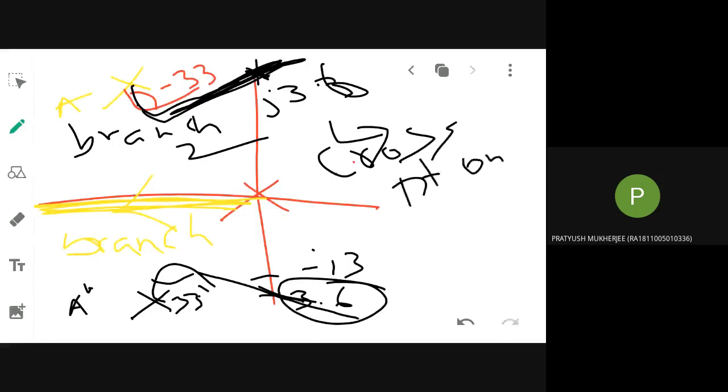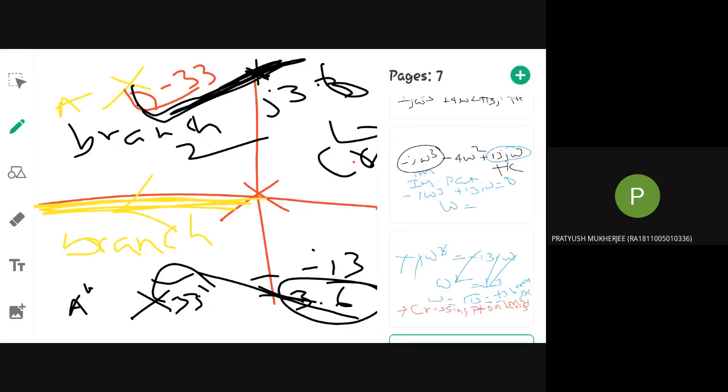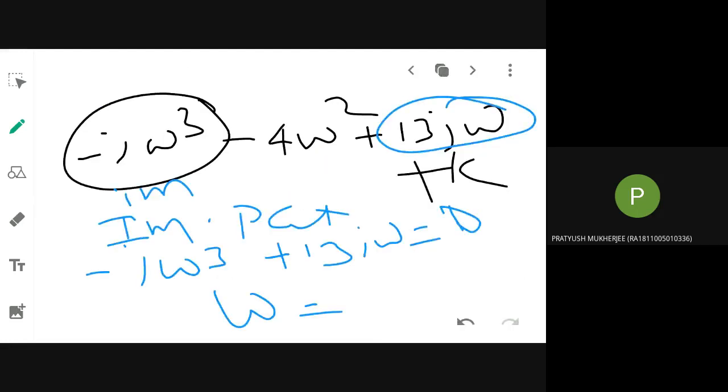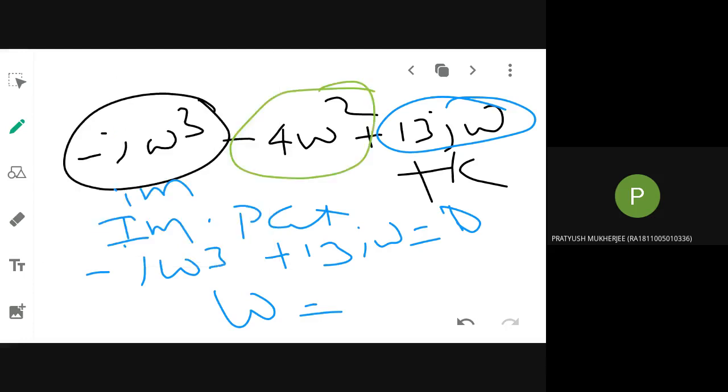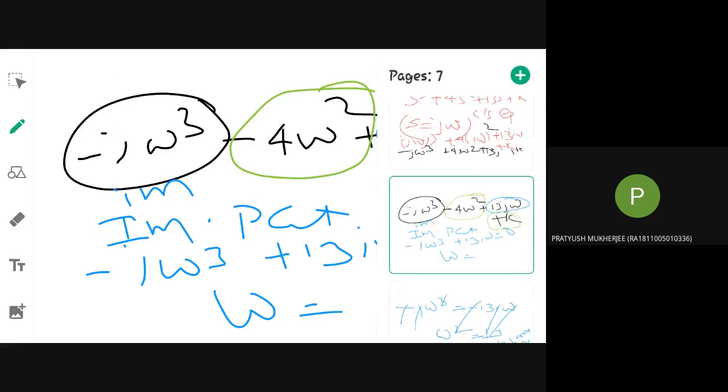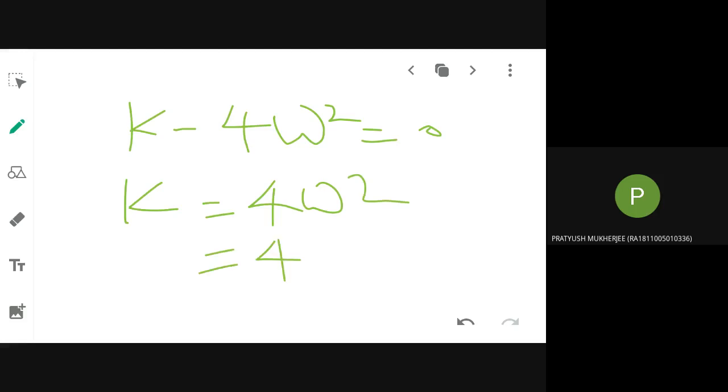Next you need to find out the range of stability. So the same equation you consider. Imaginary part you equate to 0 to find omega. If you want to find k, there is a real part. What are the real parts here? Minus 4 omega squared and k. That you equate to 0. So k will be equivalent to 4 omega squared. You have found omega, that is root 13. So what is your k?